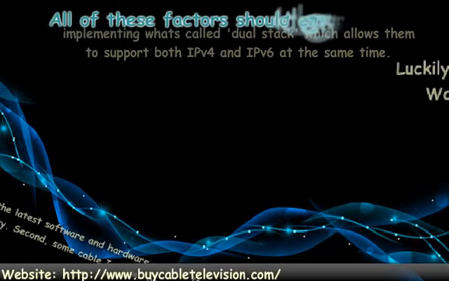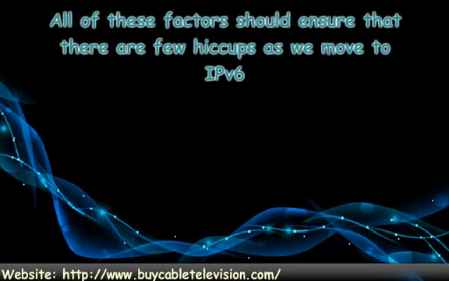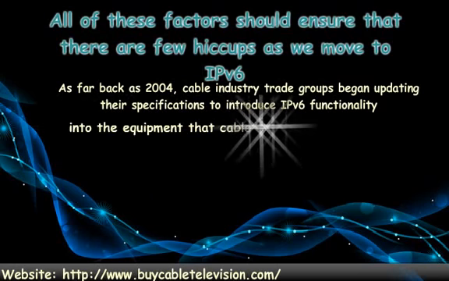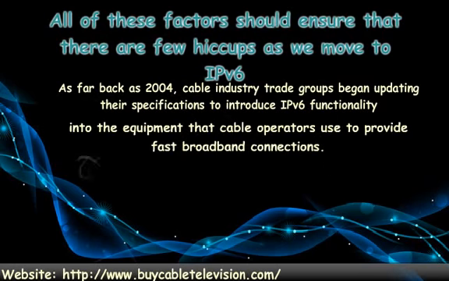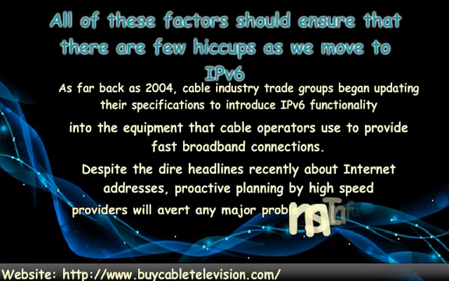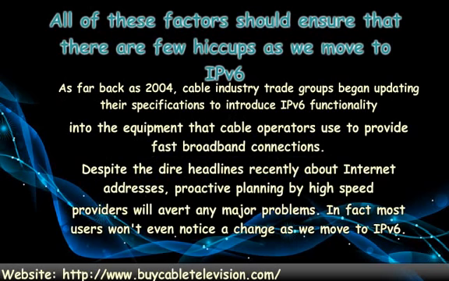As far back as 2004, cable industry trade groups began updating their specifications to introduce IPv6 functionality into the equipment that cable operators use to provide fast broadband connections. All of these factors should ensure that there are few hiccups as we move to IPv6.